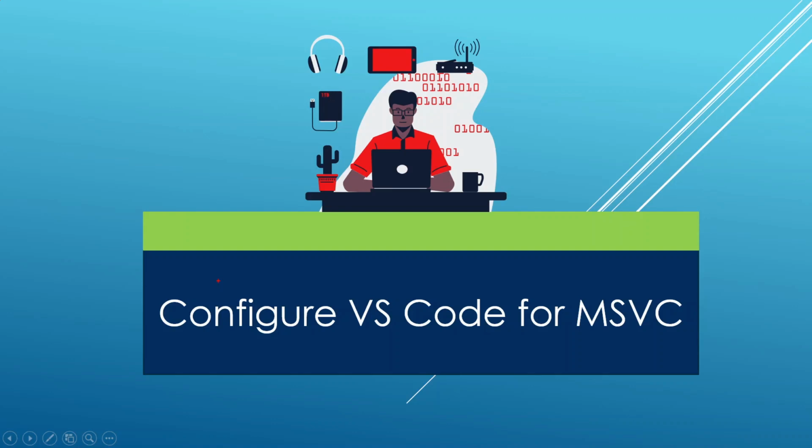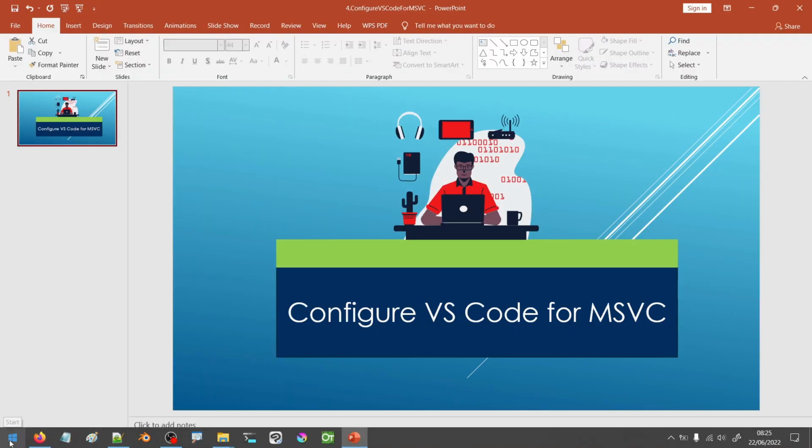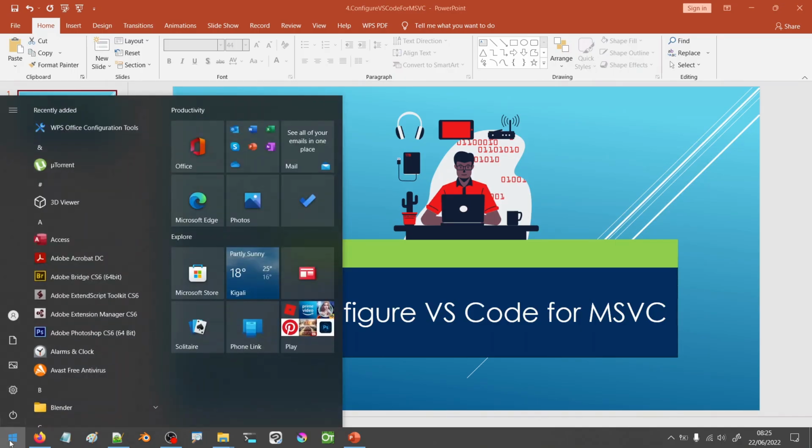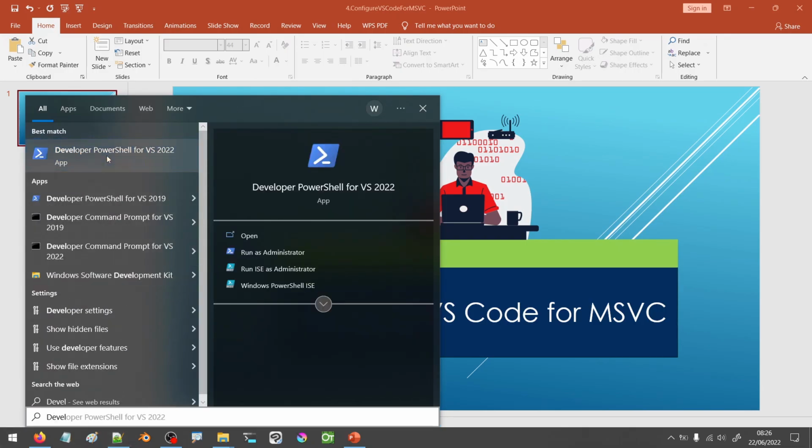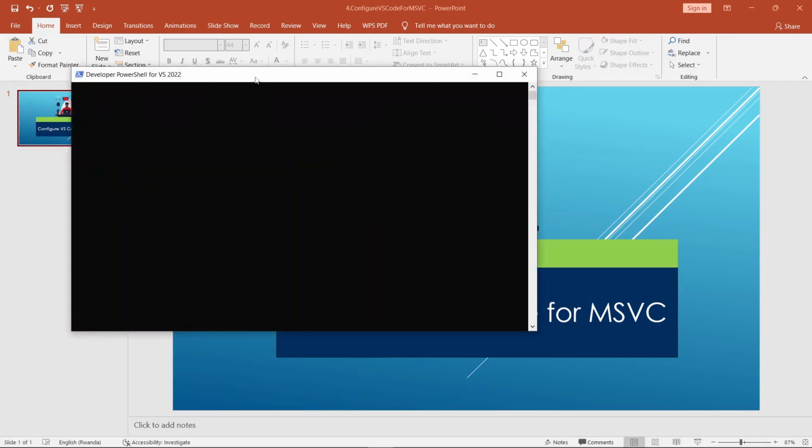In this lecture, we're going to see how we can configure Visual Studio Code to use the MSVC compiler that we installed in a previous lecture. Let's do this. The first thing I want you to do is to open the developer prompt or PowerShell. Let's type developer here, and we will choose Developer PowerShell for Visual Studio 2022.